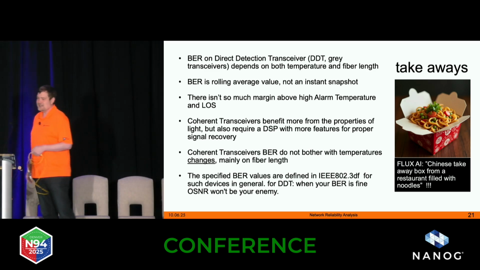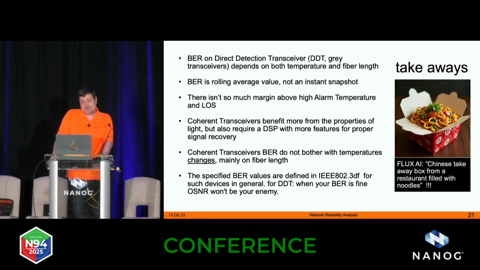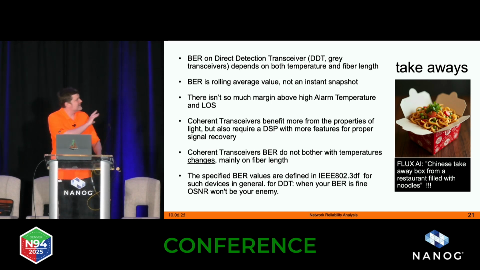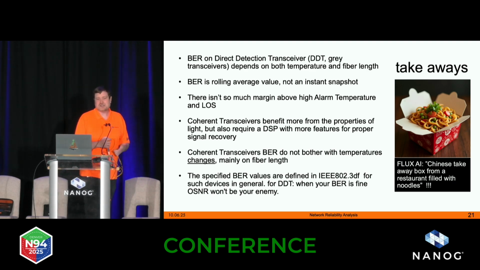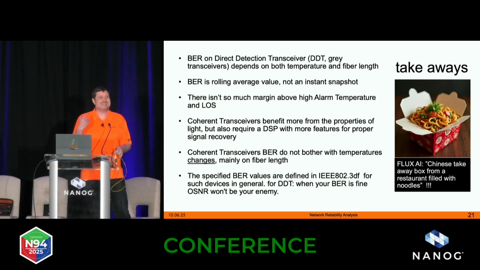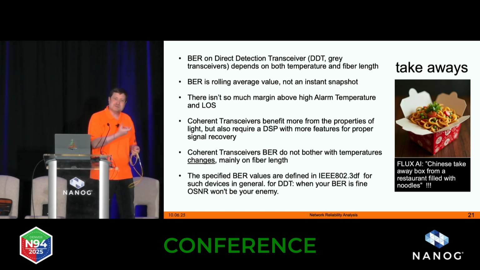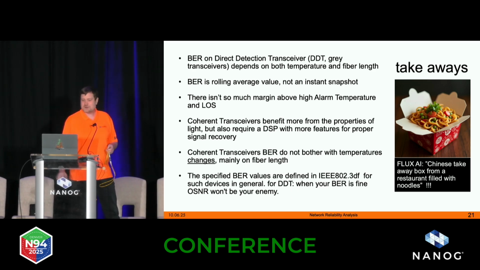Anyway, takeaways. So you saw the difference between direct detection transceivers and coherent. The big advantage with coherent is they benefit from more physical properties, and you can see in the diagrams there are certain advantages. Bit error rate is always a rolling average value. Keep this in mind. So if it doesn't jump down to a way better value, that might be the reason, but that's not a problem.